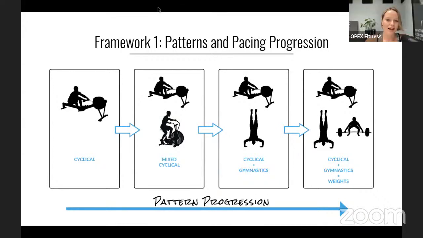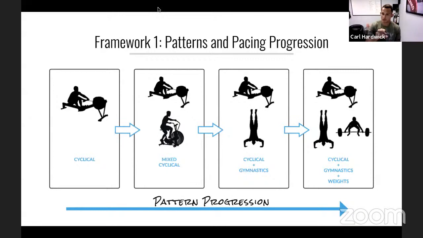We have this arrow down the bottom, Carl, with pattern progression that is continuing all the way through from cyclical up to cyclical plus gymnastics plus weights. What is happening in pattern progression, just very briefly? Yeah, so pattern progression, just look at that as an underlying thing that's always happening in the background, and that's in resistance training. We want people to be able to squat effectively, bend effectively, lunge, push, pull, core, all that stuff.